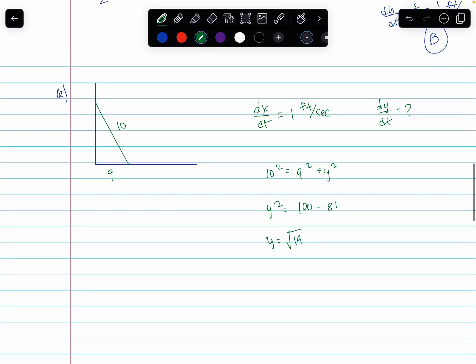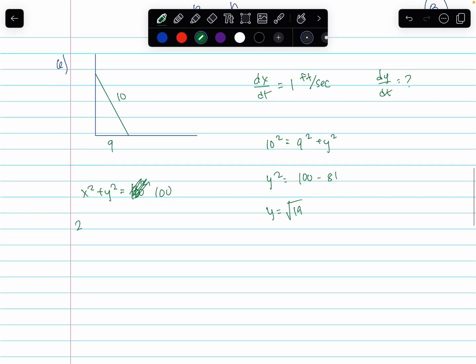Okay, so we're going to use Pythagorean theorem. We have x squared plus y squared is equal to z squared. That's constant though, so that's equal to 100, and then take the derivative: 2x x' plus 2y y' is equal to 0. The 2's do not matter in this case, so x is 9, and x' is 1, plus y, which is the square root of 19, times y' is equal to 0.